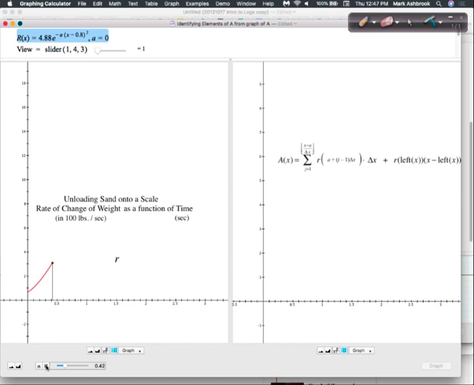Here's a new application, okay? Unloading sand onto a scale. So here's the rate of change of weight as a function of time in hundreds of pounds per second. 100 pounds per second, and then we know what the rate is every second. Okay? So what's our goal? We have the rate of change of weight. What do we want in this journey that we're on?